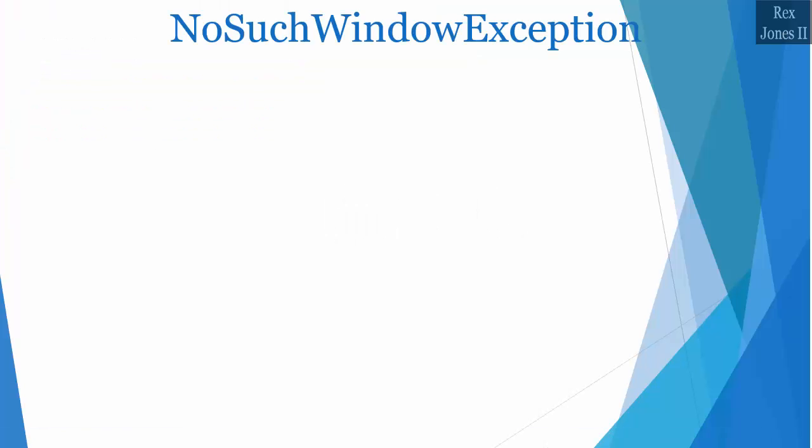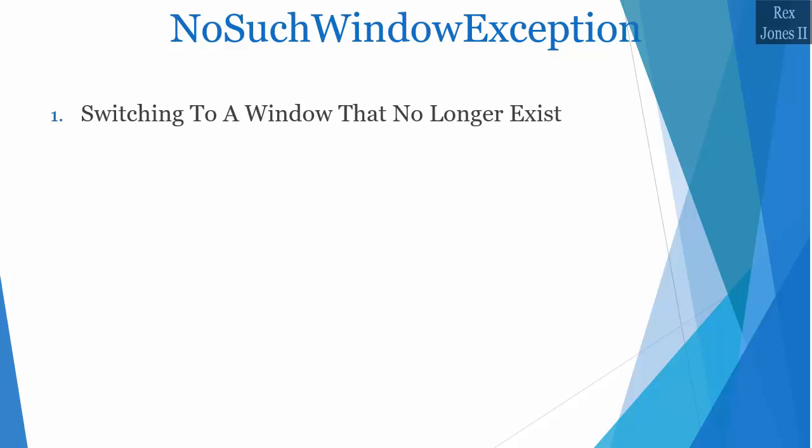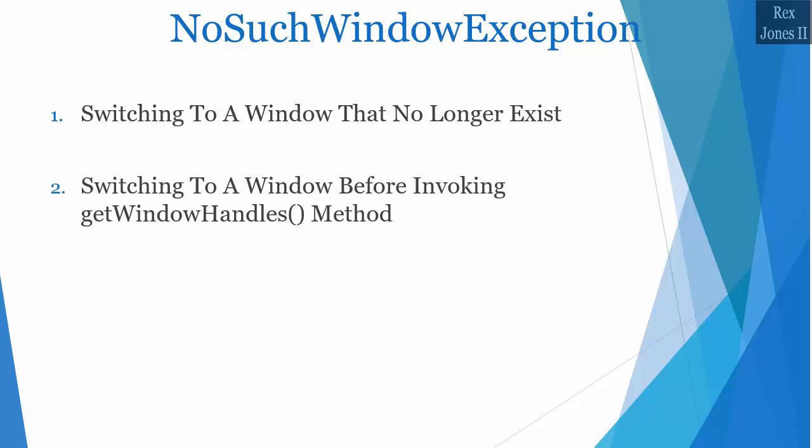The NoSuchWindowException is next. There are 2 possible reasons for this exception. First, switching to a window that no longer exists. This can happen if our automation code does not close a particular window without reloading the list of windows using the getWindowHandles method. Second, switching to a window before invoking the getWindowHandles method. Let's look at number 2.